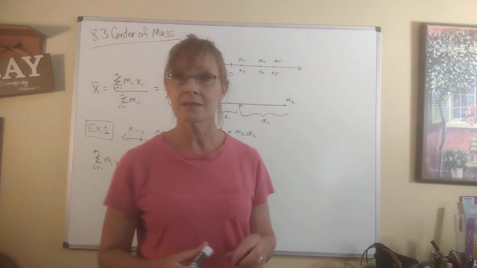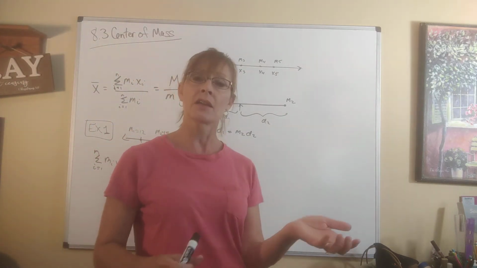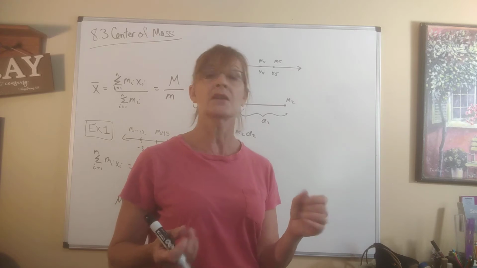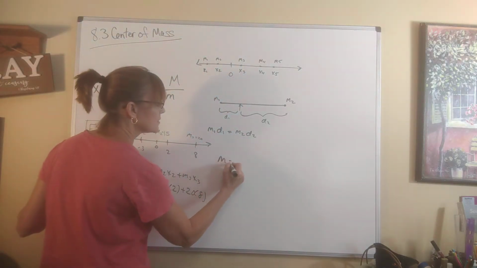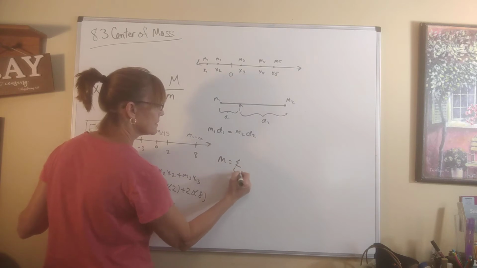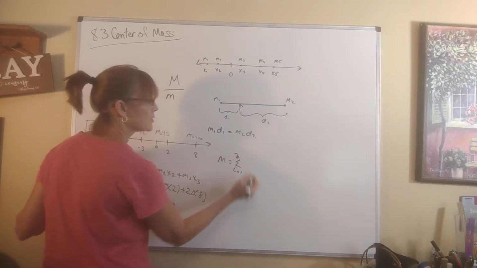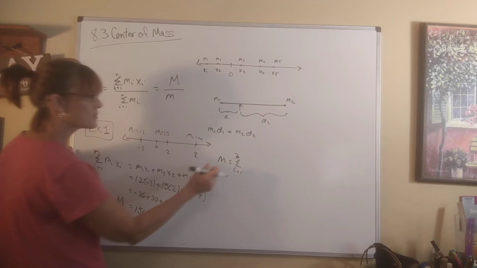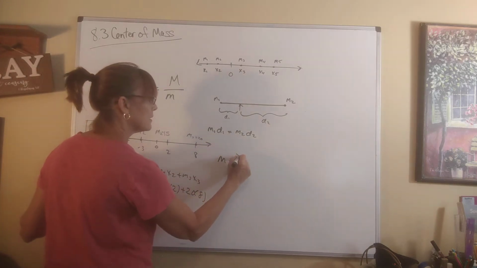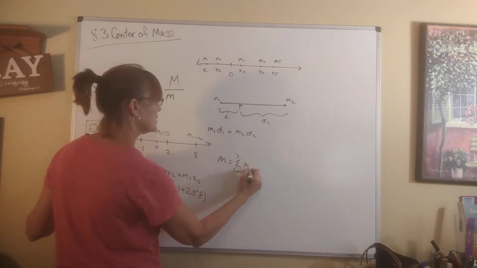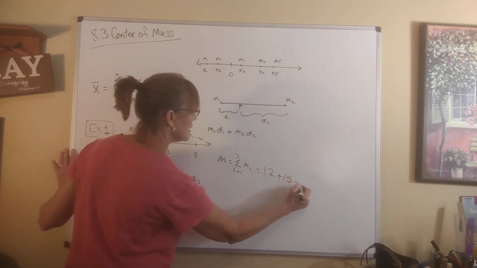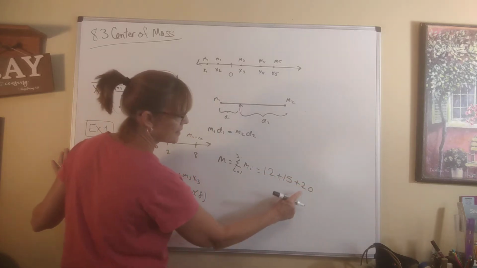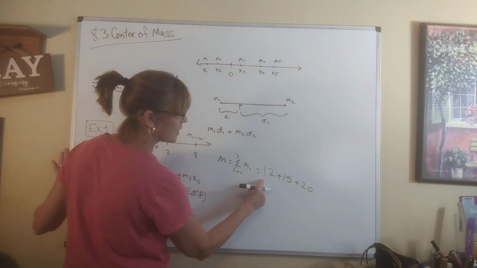Then they said, well, what is x bar? So to calculate x bar, we need to know the total mass of the system. And so the total mass of the system, m, is just the sum of the masses. So this is the sum from 1 to n, it's just 3 in this case, right? 1 to 3 of m sub i, so that's going to be 12 plus 15 plus 20. So that's 47.